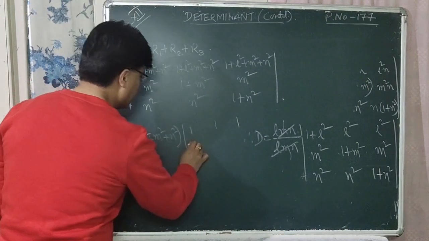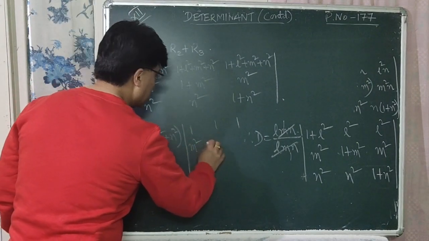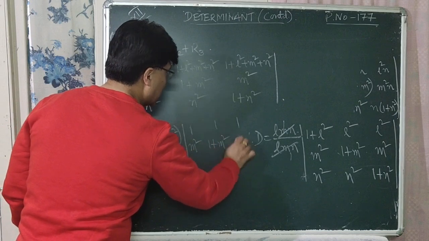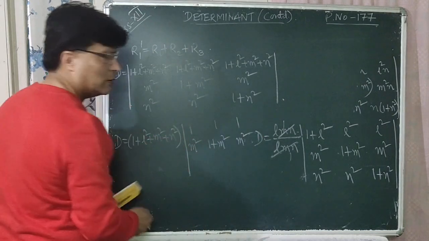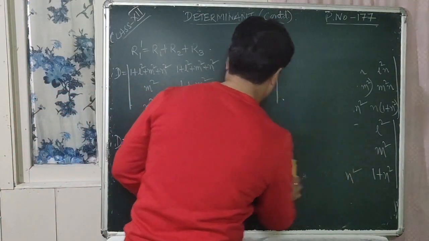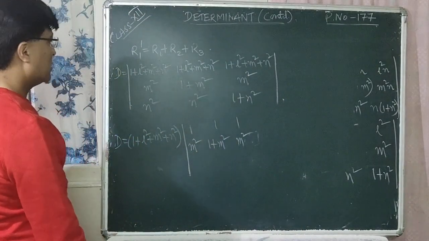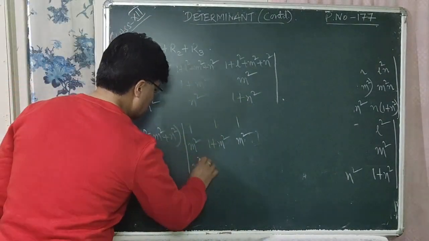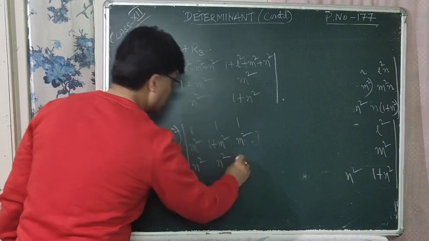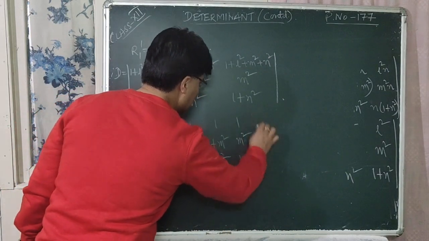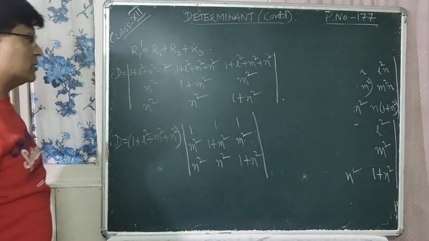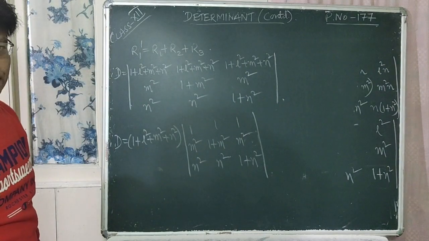What is the second row? l square, 1 plus m square, this is also n square, right? What is the third row? It is l square, m square, and this is 1 plus n square. So this is the determinant. Is it clear?